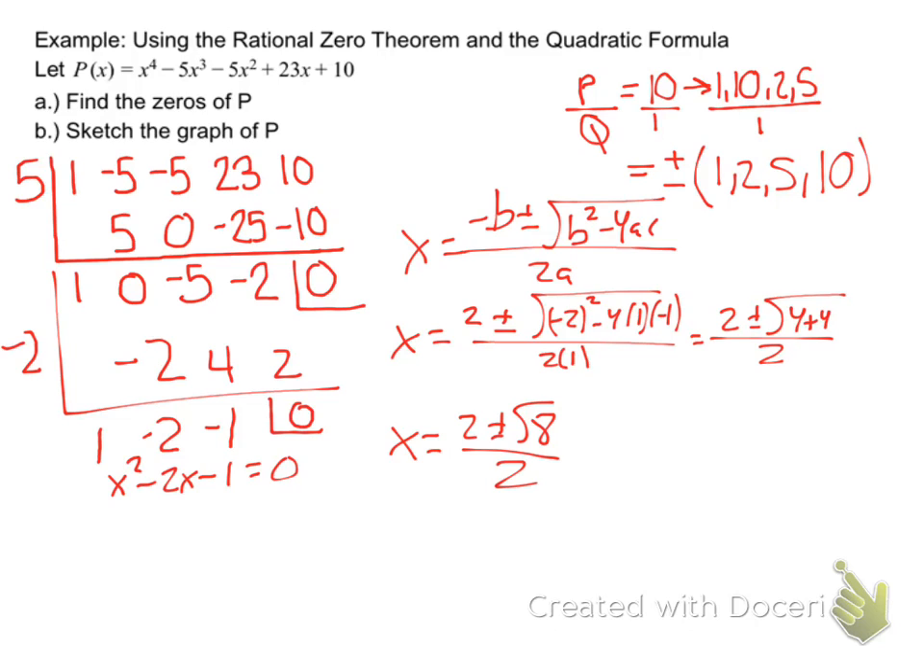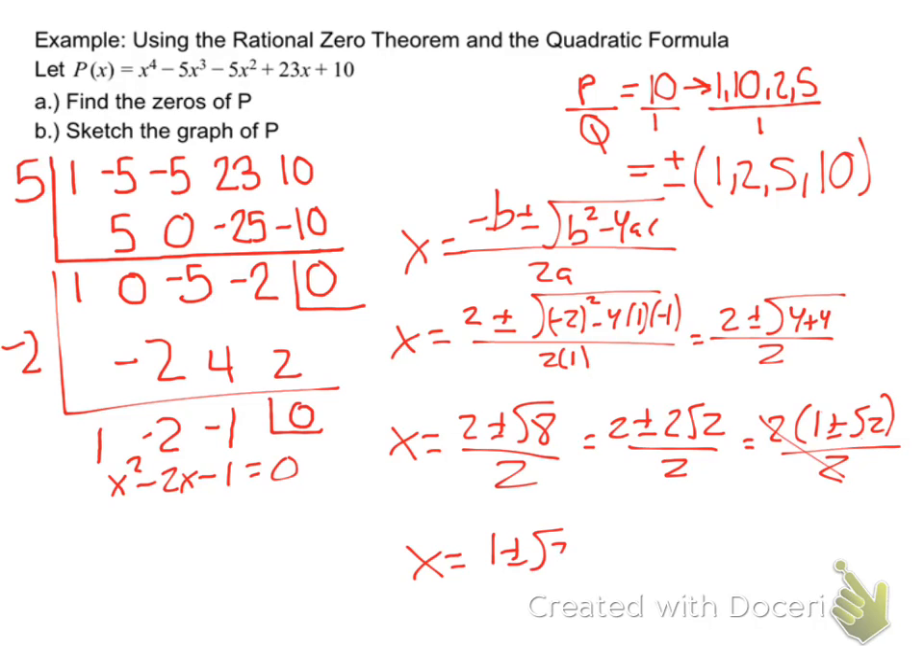You guys better go to the square root dance and simplify that. So it's 2 plus or minus 2 times the square root of 2, all over 2. Which means that I can take a 2 out of the top. Yes? Factor it out. Divide it out. x equals 1 plus or minus the square root of 2. Which means 1 plus the square root of 2, and 1 minus the square root of 2.